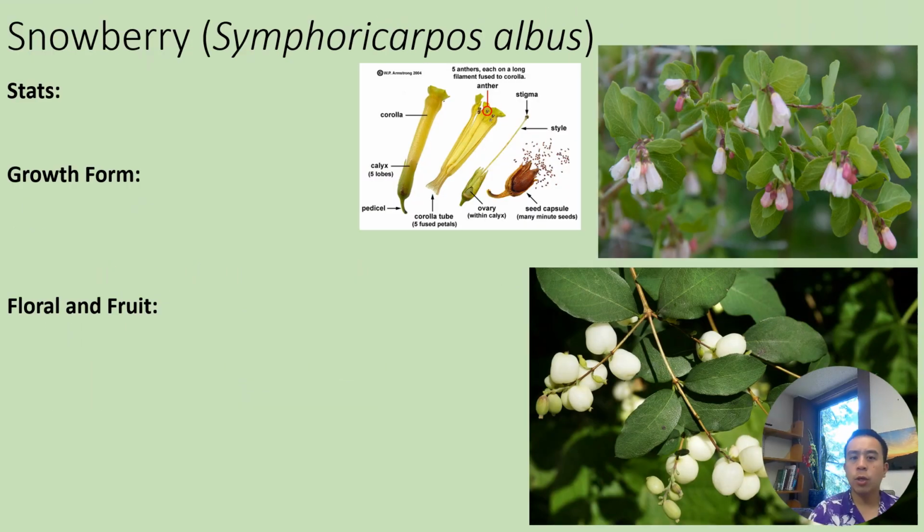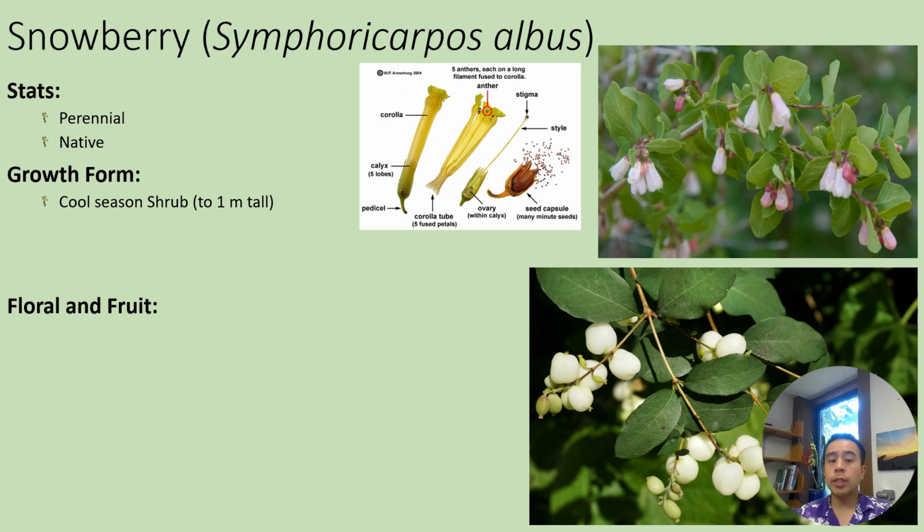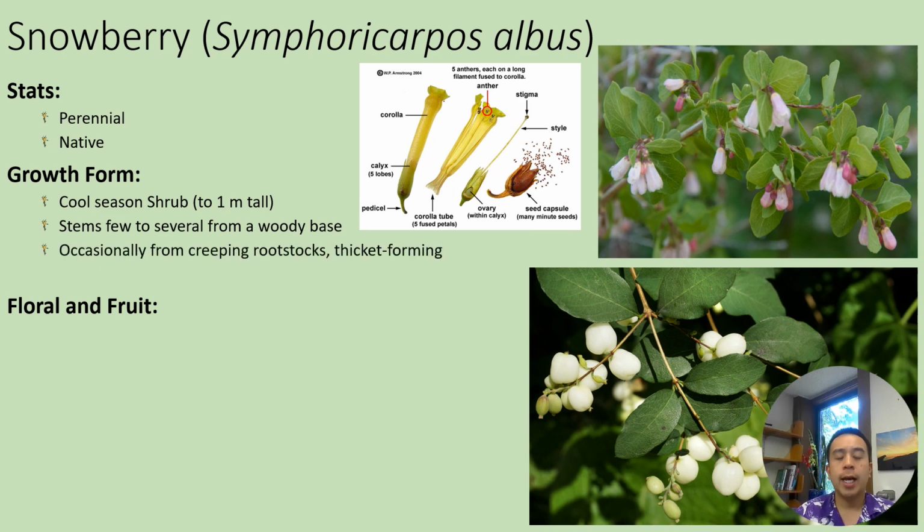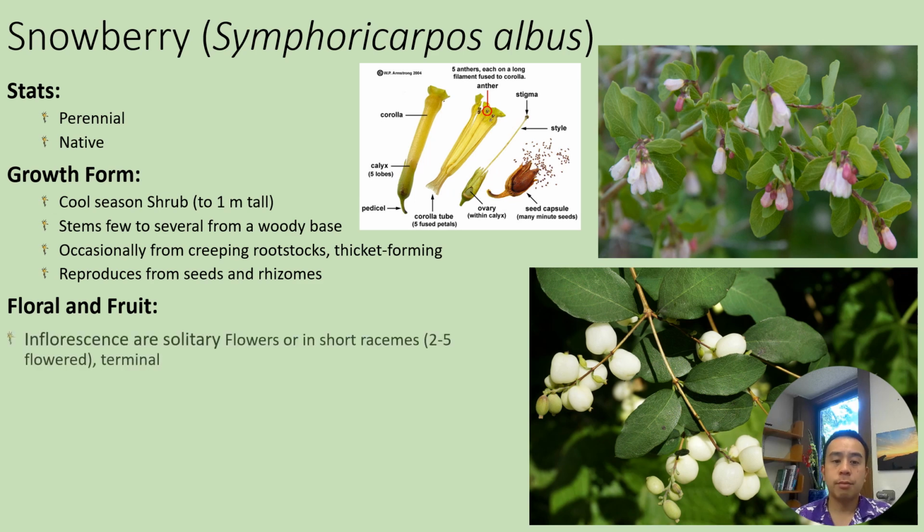So snowberry, or Symphoricarpos albus, is a native perennial species, and it's a cool season shrub that grows up to 1 meter tall, and it typically has few to several stems that come out of a woody base that can also be rhizomatous and essentially form creeping rootstocks and form thickets. And it reproduces from both seeds and rhizomes for that reason, and can also be dispersed through birds.